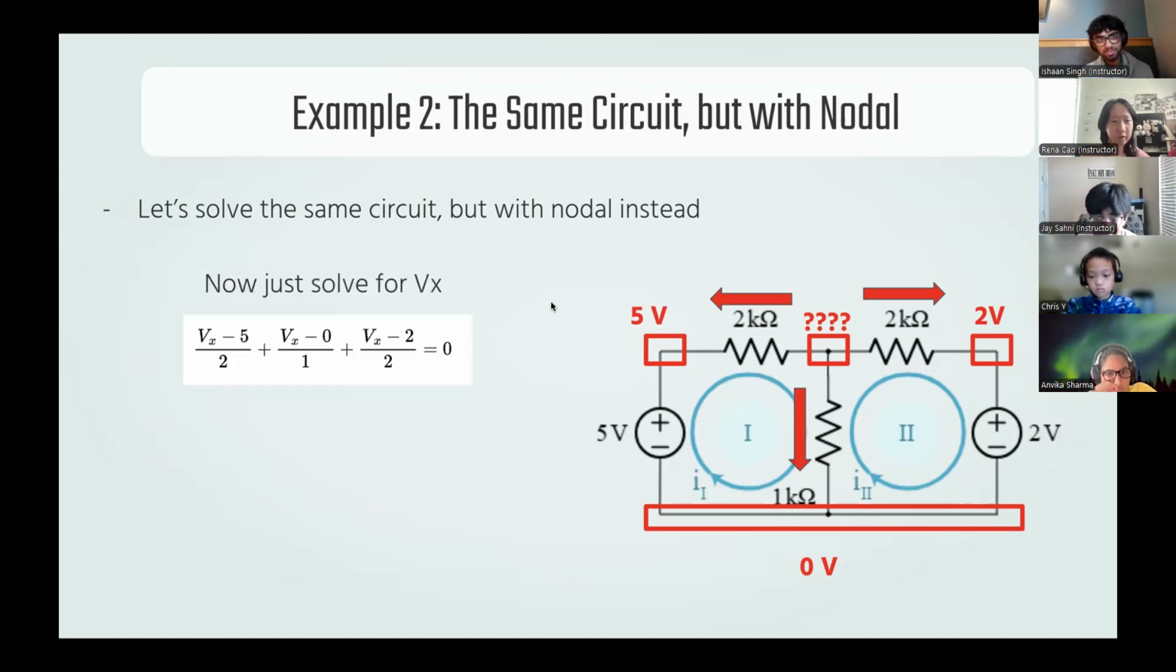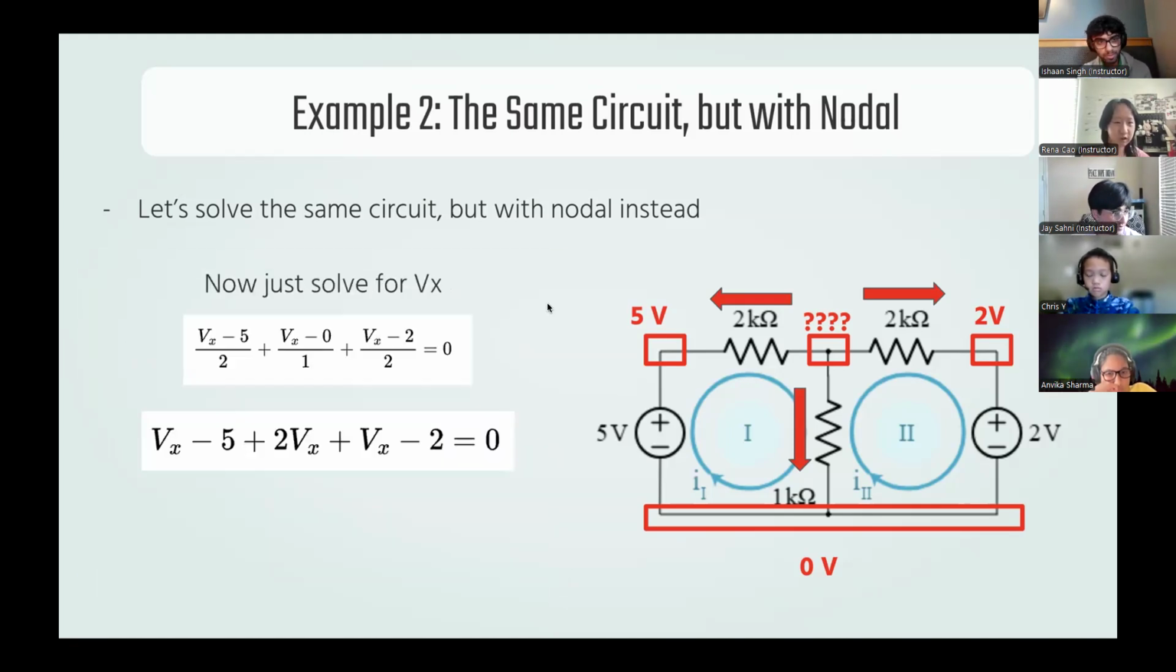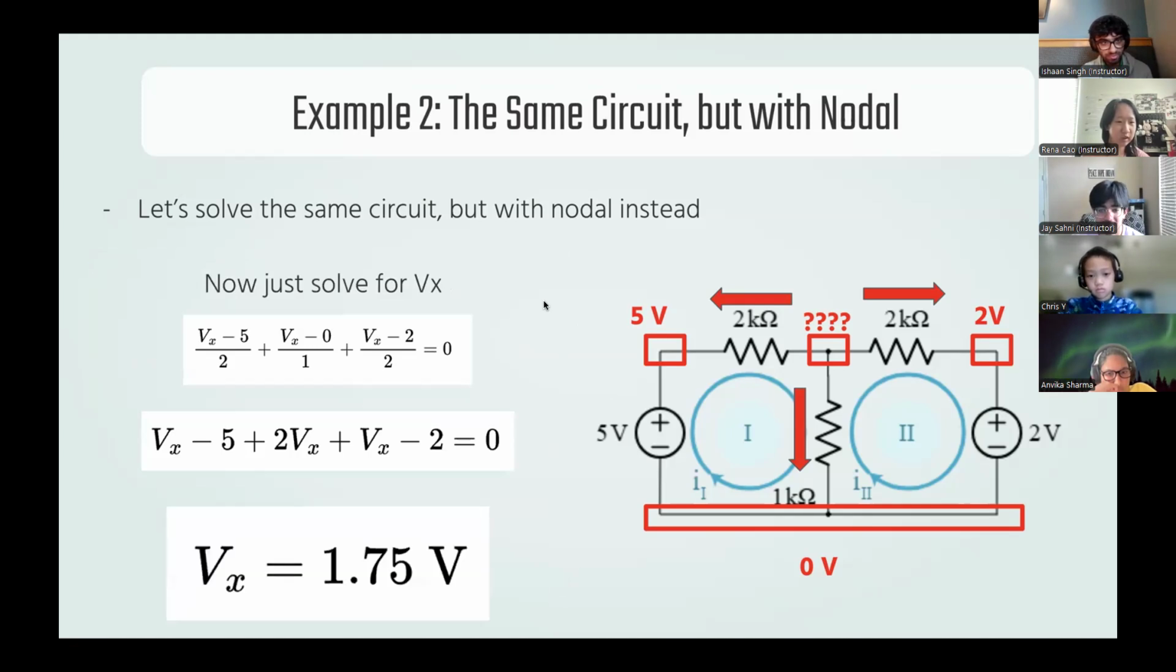Yeah. So then after we get the equation, we just solve for Vx, which we're gonna do real quick. And then this is just like algebra. So if you don't understand it, then maybe refresh your algebra or come to office hours. But we get Vx equals 1.75 volts in the end.